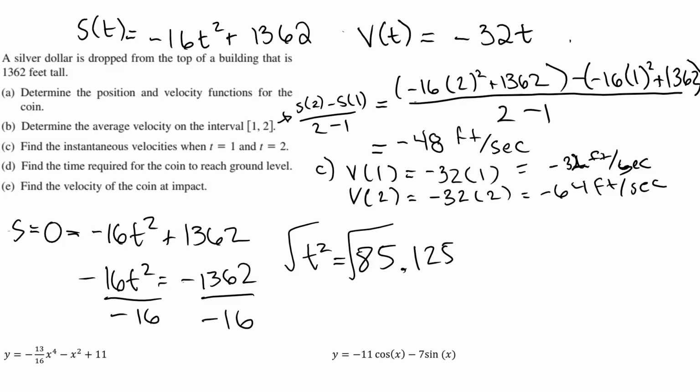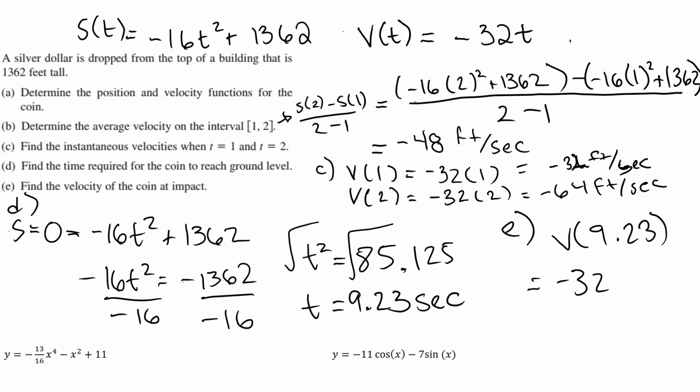That division, you're going to get 85.125, and then you do the square root, and you get t equals 9.23 seconds. Then we're looking for the velocity at that time of impact, so this was d. So if the impact happens at 9.23 seconds, we're going to do the velocity at 9.23.